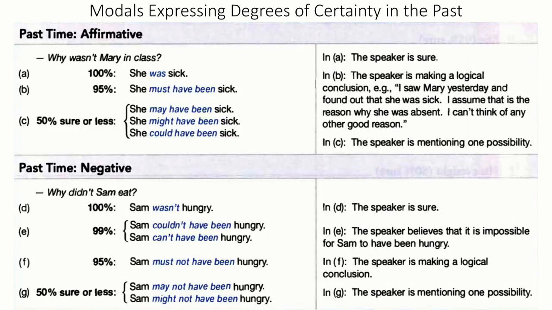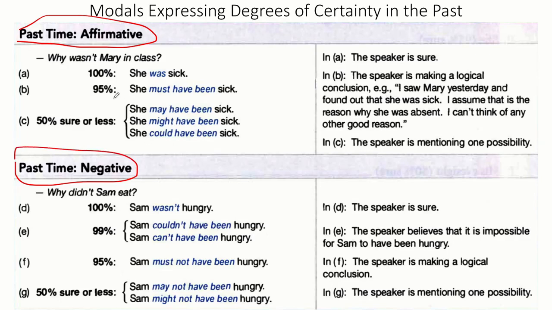Now the next chart is about degrees of certainty in the past. We have the same thing as in the previous chart, when we talked about degrees of certainty in the present in the affirmative form and in the negative form. So the same thing is applicable here. We're going to see how degrees of certainty in the past within the affirmative form, what modals are used, as we have these two rubrics here. This is the first one, affirmative, and then past time with the negative form.